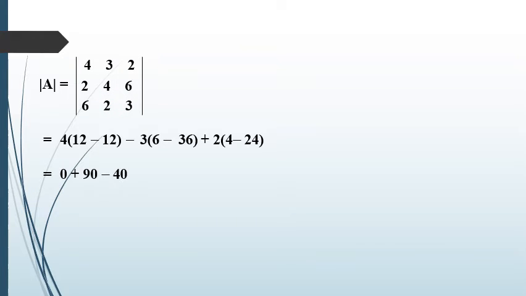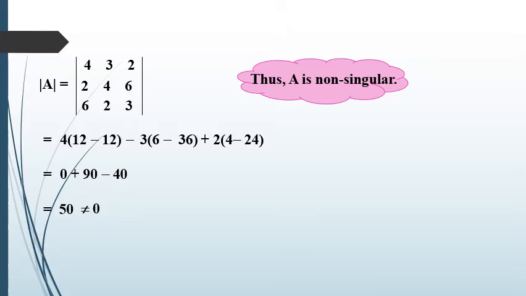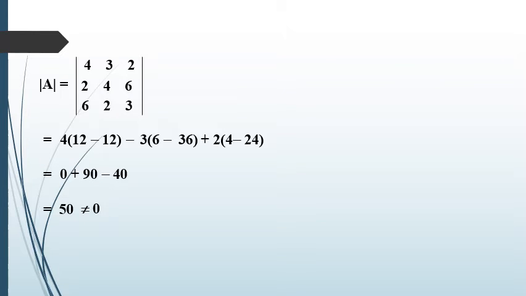So we are expanding the determinant using the first row. We get 0 plus 90 minus 40, which is equal to 50, and 50 is not equal to 0. Therefore the matrix A is a non-singular matrix and inverse of matrix A exists. Further, we will apply the formula of the matrix method. X is equal to A inverse B.